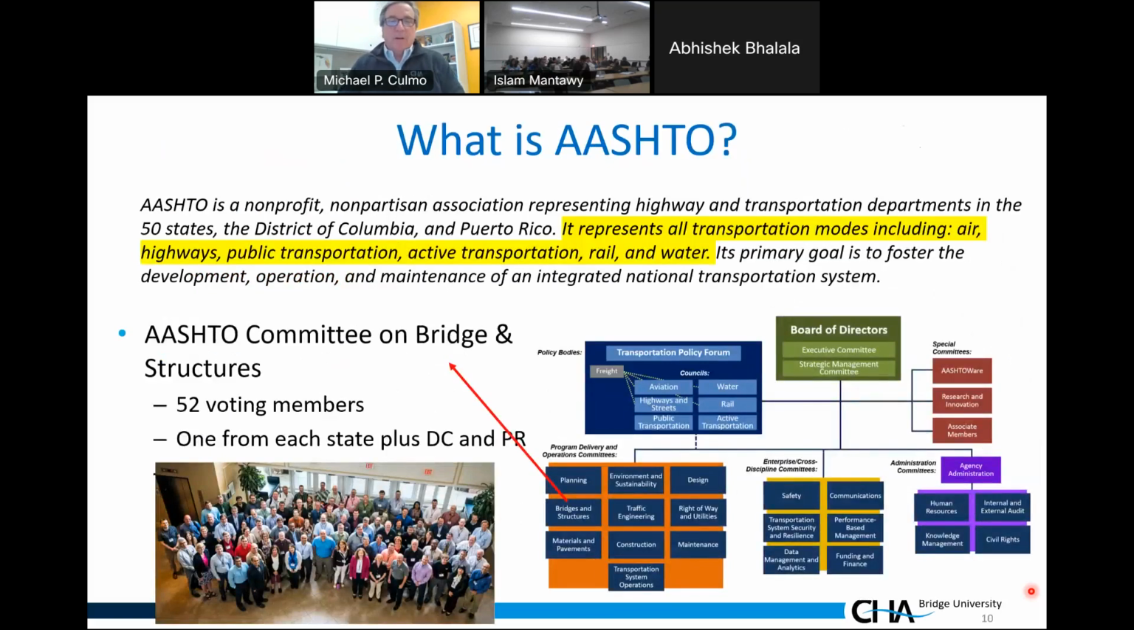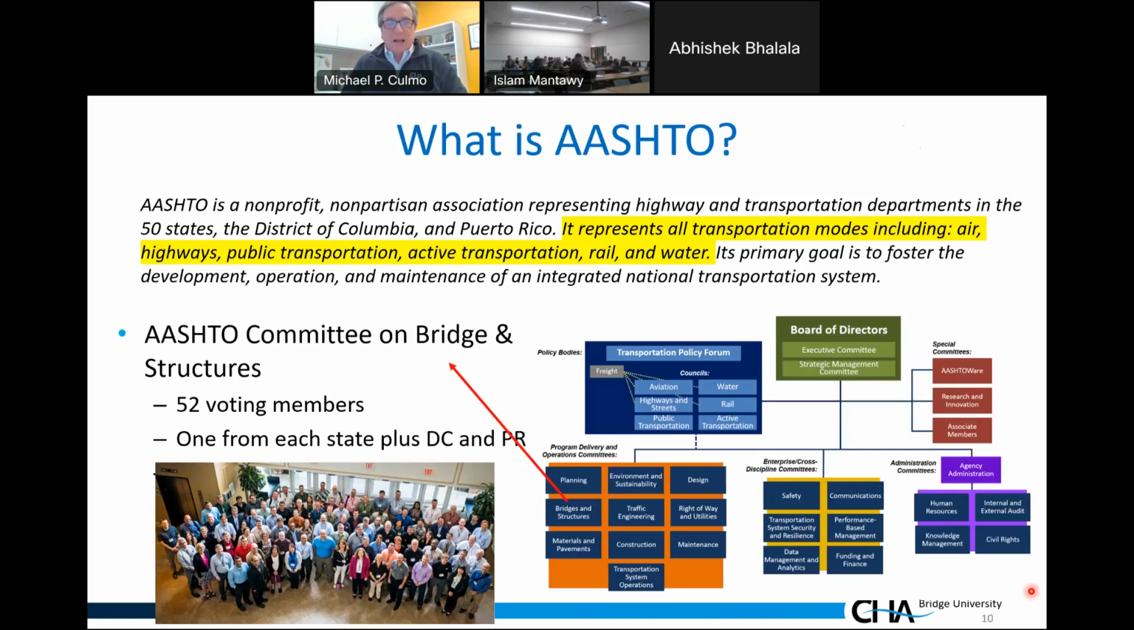But a little bit about what is AASHTO. You should understand what AASHTO is and how AASHTO functions to know how the code changes and how this document actually gets published. So this is a quote from AASHTO's website. They're a nonprofit, nonpartisan association representing highway and transportation departments. So the key word is departments. Primarily what AASHTO is, is the 50 DOTs, plus the District of Columbia and Puerto Rico.